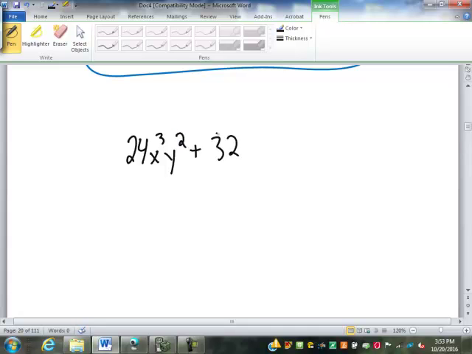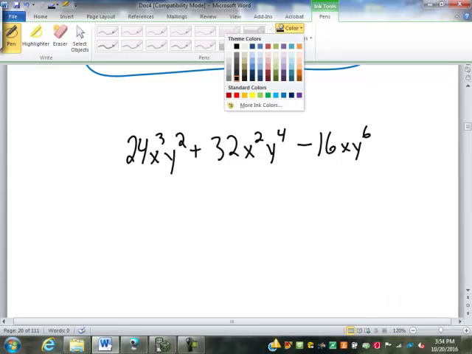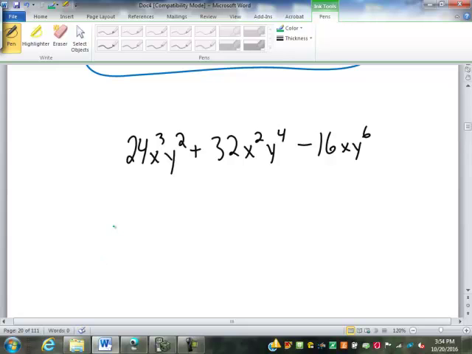Actually, do this as y squared. So 24x to the 3rd y squared plus 32 x squared y to the 4th minus 16 x y to the 6th. Try to factor that one in your notes. So for my greatest common factor, what am I going to get? 8 will work. There we go. So we got 8. How about for the variables? X, y squared.